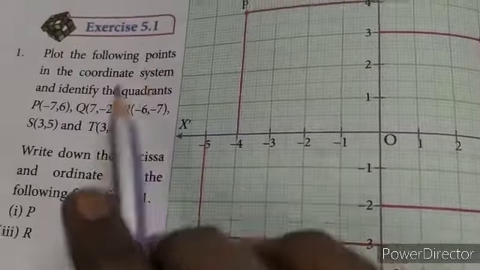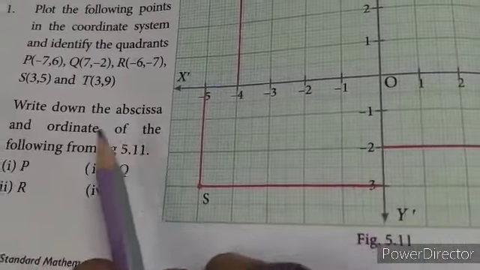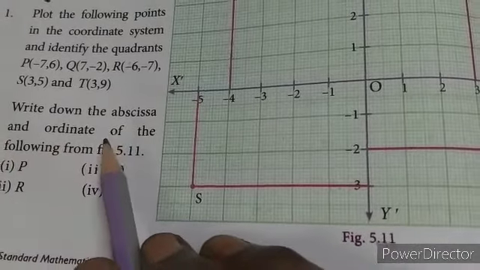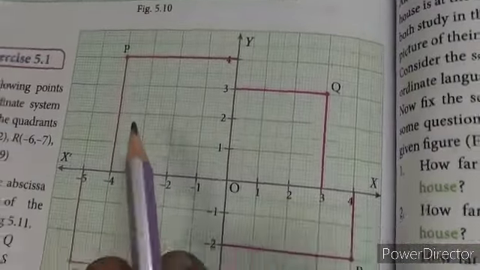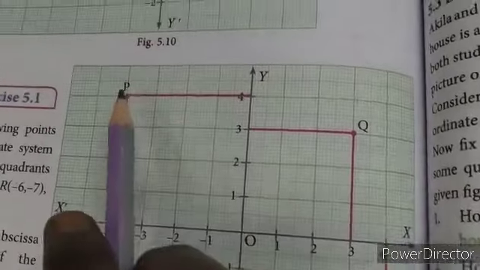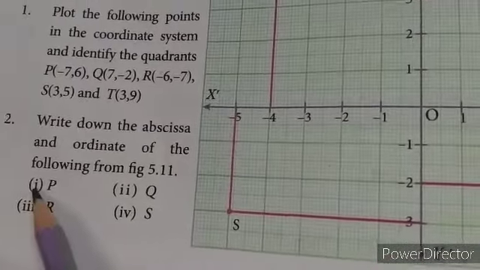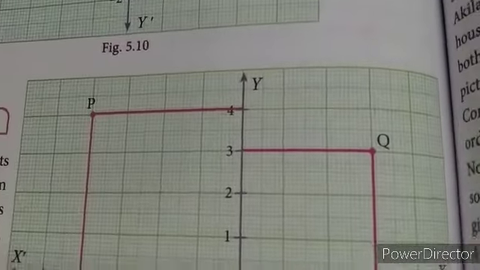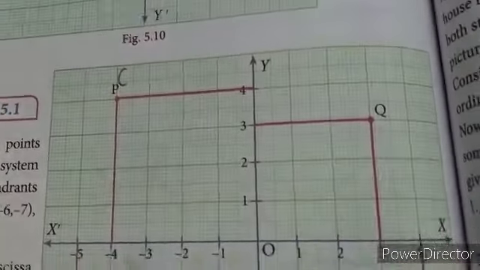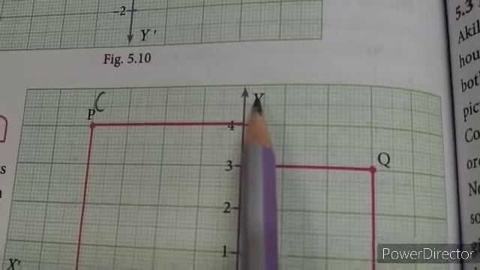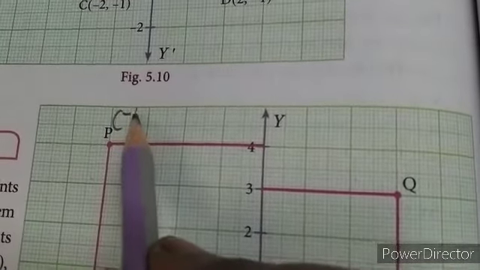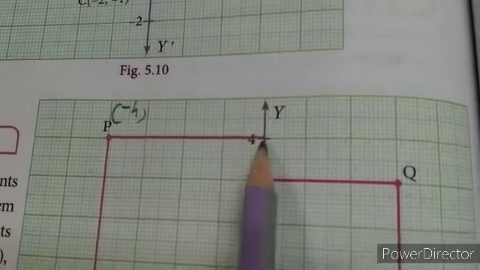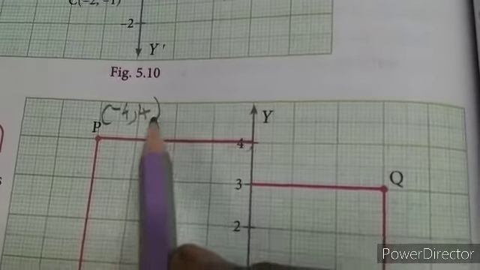Here in exercise 5.1 question number 2, write down the abscissa and the ordinate of the following from the figure, 5 points labelled. Here one figure is given, and you are going to find out the pair of the given points. Here subdivision 1, P is given. I told you first you should write the x coordinate and then go for the y coordinate. Here the x coordinate is -4, and the y coordinate is +4.